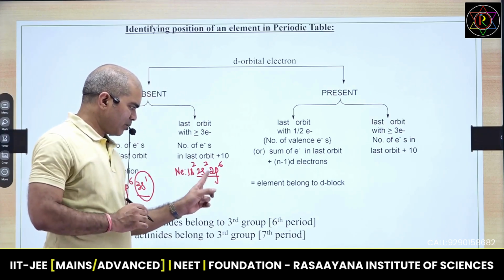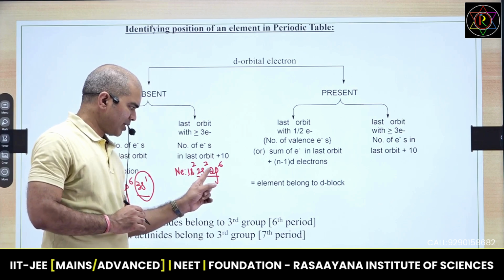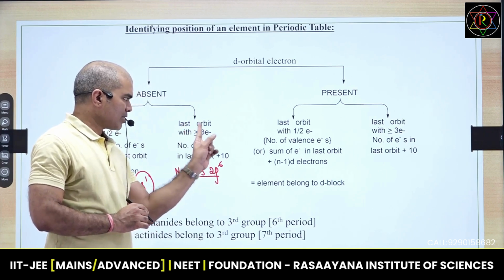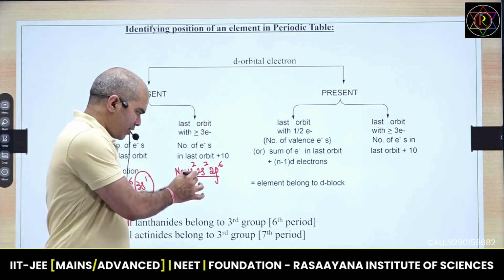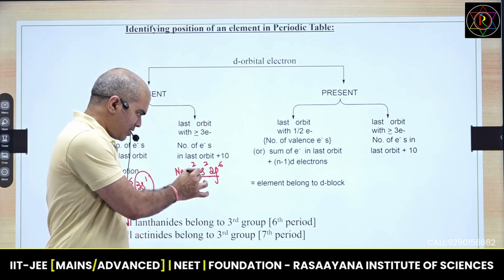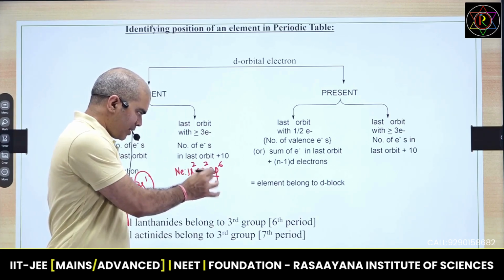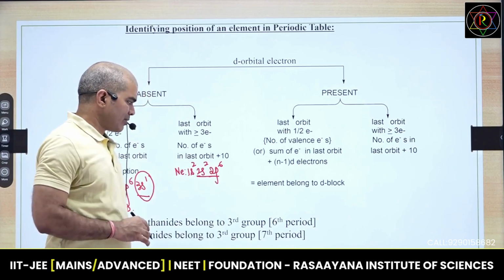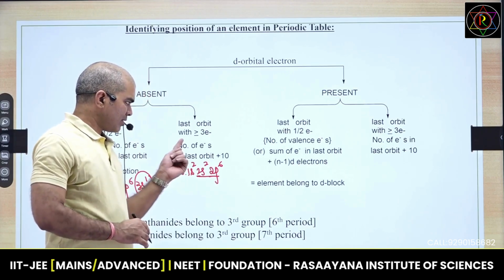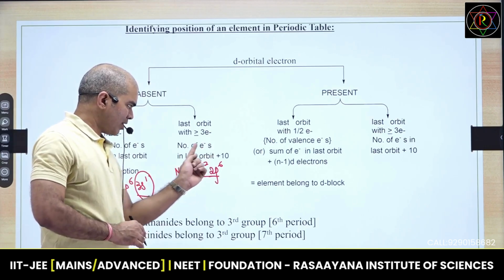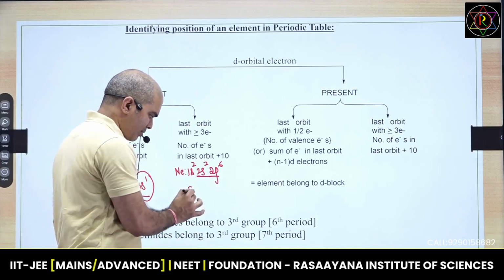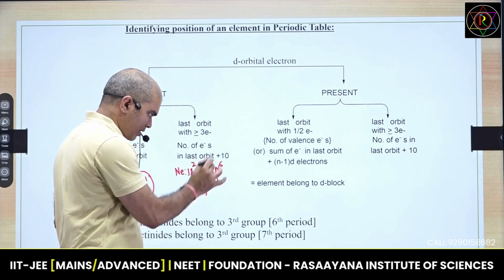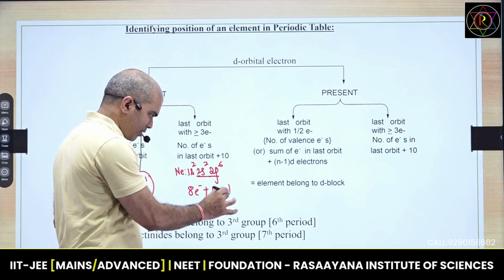Don't just consider 2p. You have to consider 2s and 2p because it is the last orbit, not the last orbital. So you have to consider the second shell. The second shell has an S subshell and a P subshell. S has 2 electrons, P has 6 electrons. In such a case, what is the group number? The total number of electrons in the last orbit. Last orbit has 8 electrons plus 10. Group number is 18.